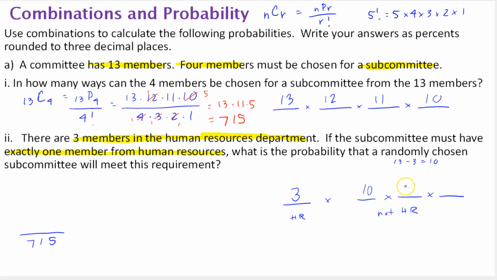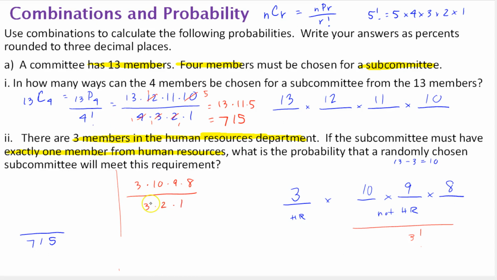So that's 10 times 9 times 8. And we're going to need to divide this by, since it's a combination, 3 factorial. So let's write this out here. So we have 3 times 10 times 9 times 8 over 3 times 2 times 1.